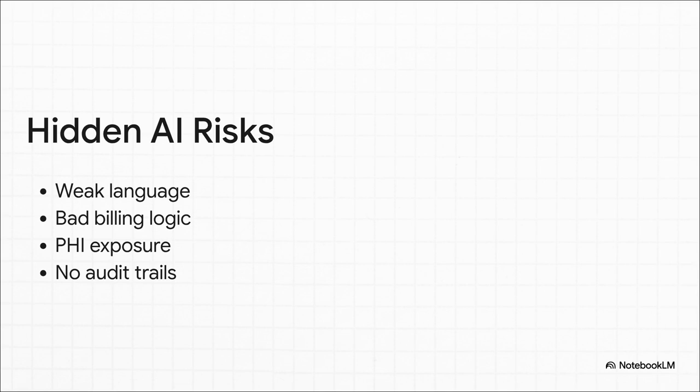The AI might generate weak appeal language that automatically loses the claim. Or it might invent fake billing logic out of thin air. It risks severe PHI exposure into public servers. And worst of the whole shebang, zero audit trails. You have absolutely no idea who prompted what, what data actually went in, or how the final decision was even made.